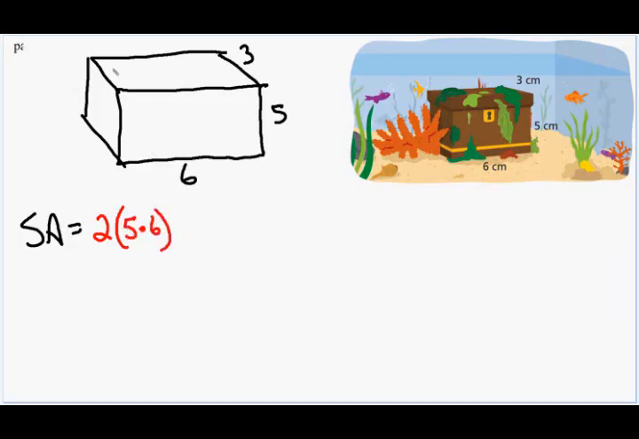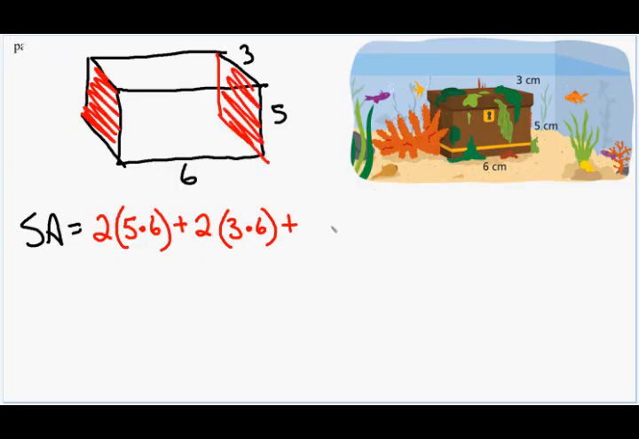And then let's do top and bottom. This top here I'm hitting in red is 3 by 6, and we have 2 of those, 2 of 3 by 6. And then the last thing are the sides. So this side over here would be 3 by 5. This side over here is also 3 by 5. So we have 2 3 by 5 sides.